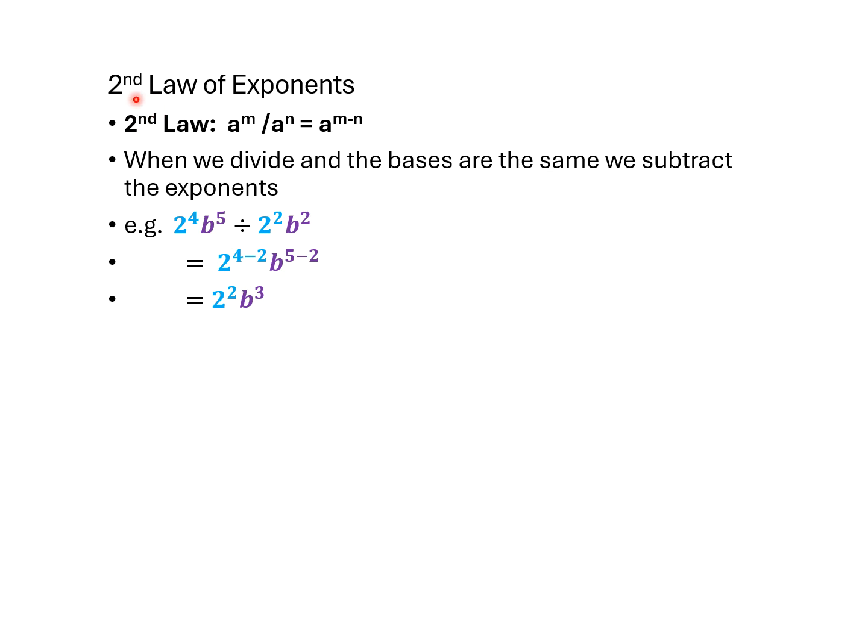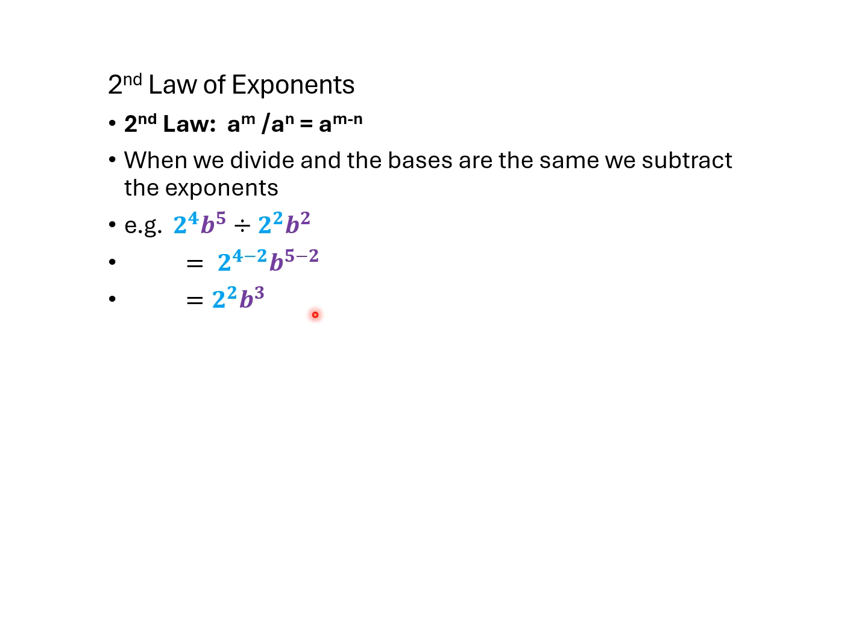So my final answer is 12a to the power 8, c squared. Right, we come to the second law of exponents. If we divide and the bases are the same, we subtract the exponents. So you see base a, therefore we say index m minus index n, m minus n. So when you divide and the bases are the same, we subtract the exponents.